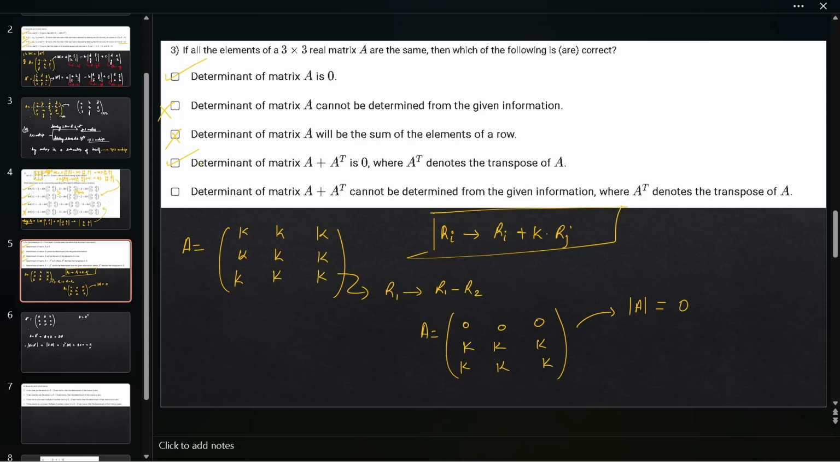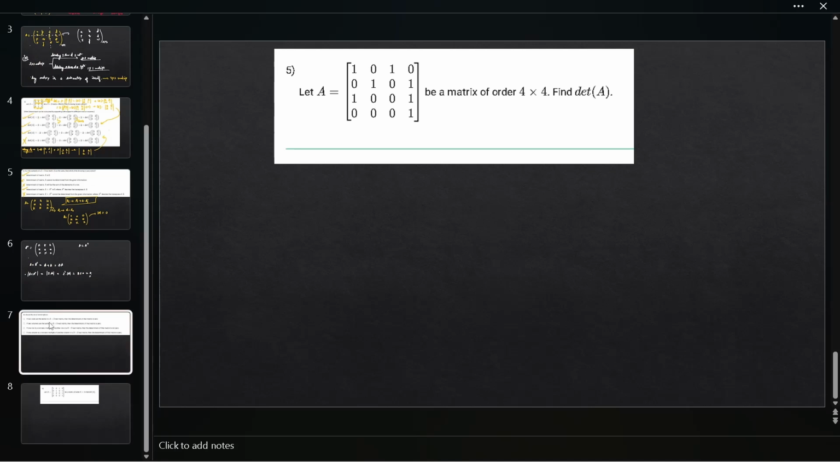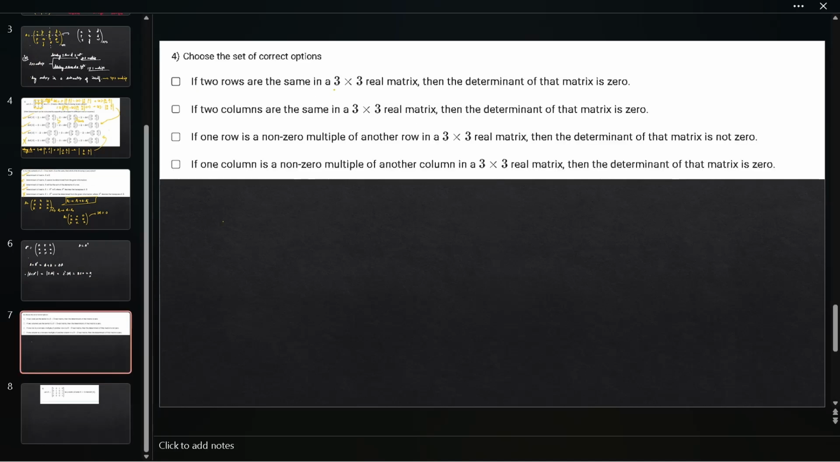Option 5 says that the determinant of A plus A transpose cannot be determined, and we have just determined its value. So it is incorrect. Now, moving on to question 4 that says if two rows are the same in a 3 cross 3 real matrix, then the determinant of that matrix is 0. So let's analyze this option here.